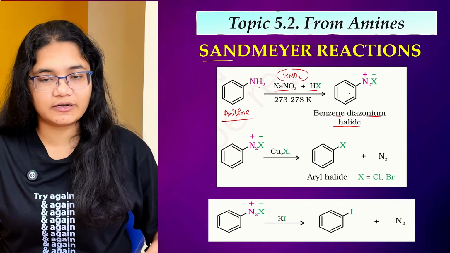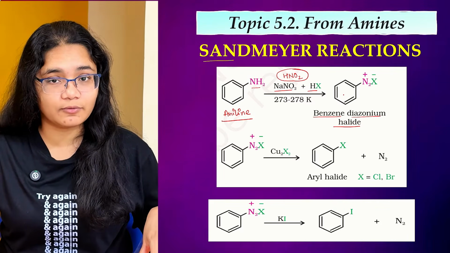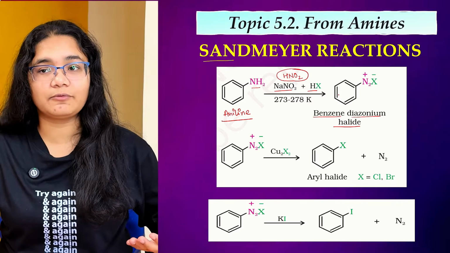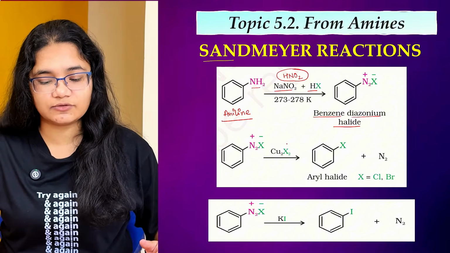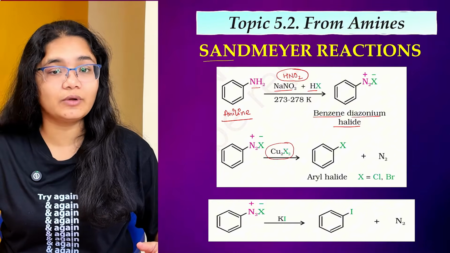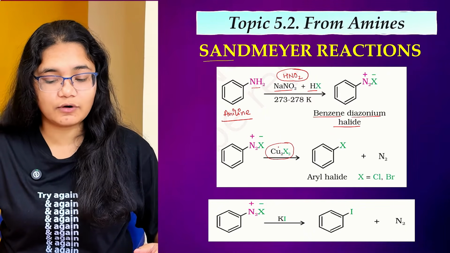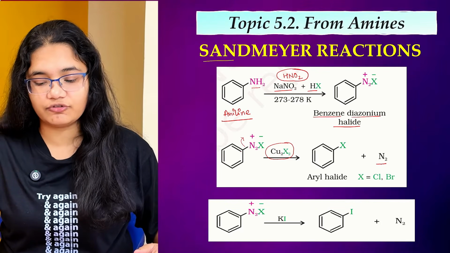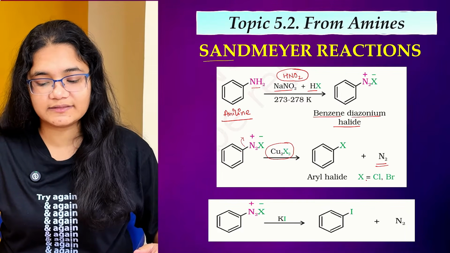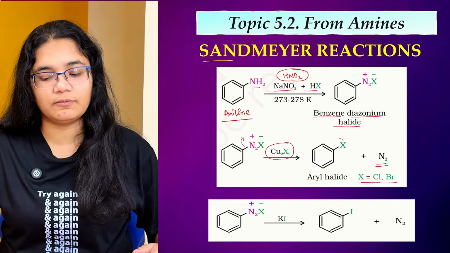Once this product is formed, this is a very important and very unstable product, but from this we can prepare many other products. So this benzene diazonium chloride can react with Cu2X2, and then the N2 will go out and the X will attach. With nitrogen gas as a byproduct, you can get chlorobenzene or bromobenzene.